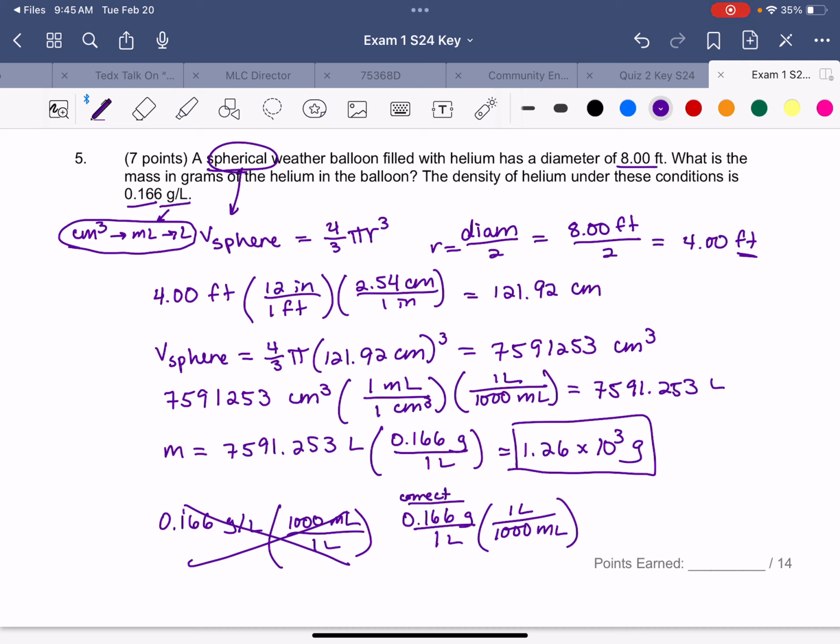There are other ways to do it. This is not the only way, but that's how I solved it just for ease and speed. Mainly the issue that most people had was they converted their volume of a sphere immediately and got feet cubed and tried to multiply that by the density right away. Those units are not compatible. So if you did that right away, that was worth 3 points, but you could still earn 4 out of the 7. And there were a variety of other errors, so if anything doesn't make sense, feel free to ask. And that's exam 1.